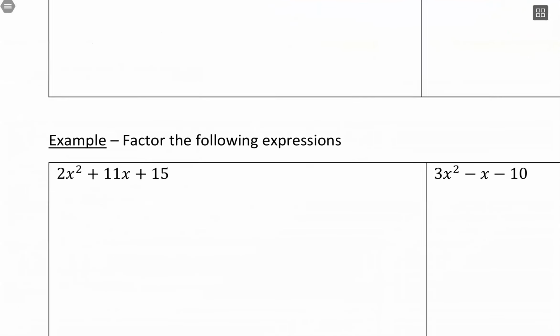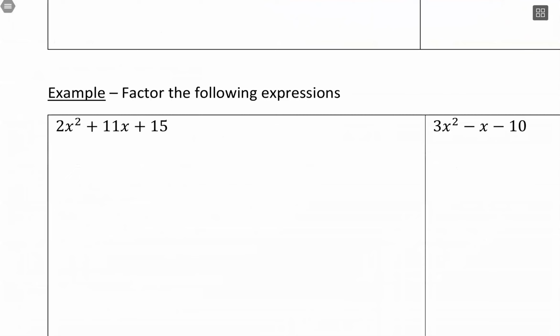All right, let's look at this with some examples. So we have a number out front, so I'm going to look at A times C. So 2 times 15, which is positive 30. And then I would start looking at the different possibilities, 3, 10, 5, 6, and think about which of those add up to B. So adding each of those, so 31, 13, 11. So I want to use that positive 5 and positive 6.